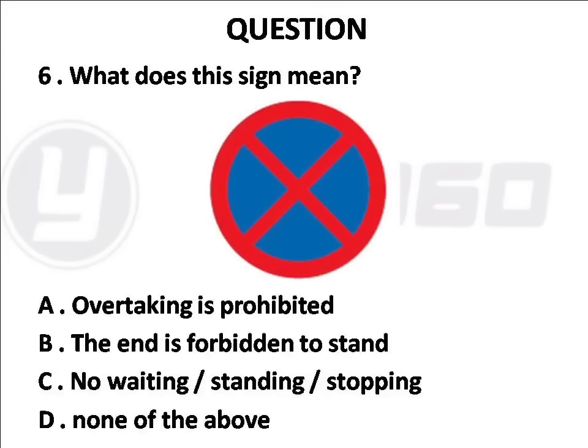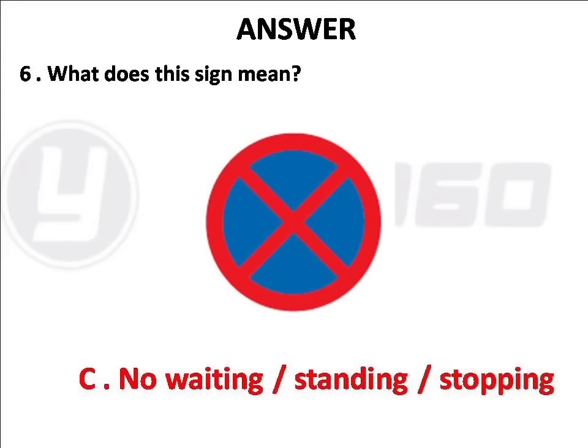Question number 6. What does this sign mean? The options are A. Overtaking is prohibited, B. The end is forbidden to stand, C. No waiting / standing / stopping, D. None of the above. Answer is option C. No waiting / standing / stopping.